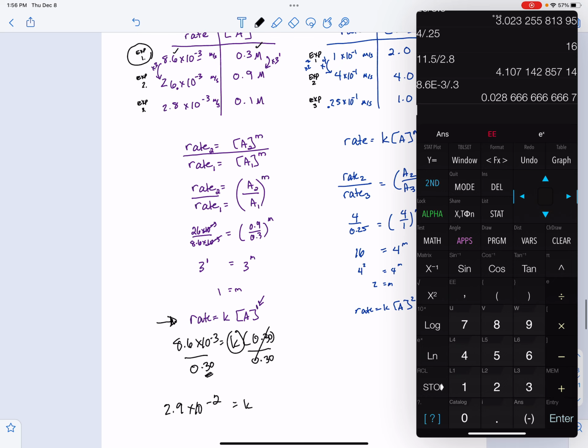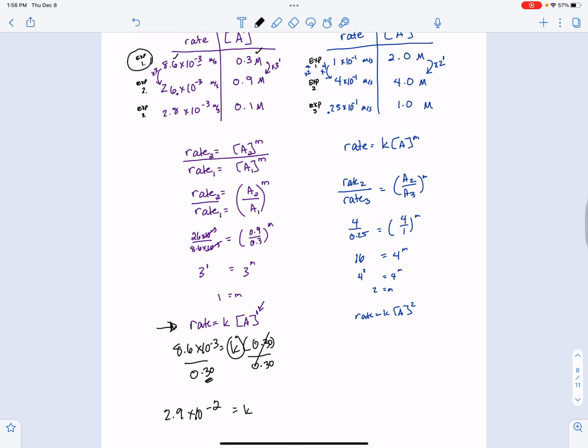I'm going to do the same thing for this one over here. So here's the rate for this one. Again, I can pick any experiment. I'm just going to grab the first one because why not? K, and then this is 2.0 squared. And so I'm going to divide both of these by 2.0 squared. And that'll cause my 2.0 to cancel out so that I can solve for K.